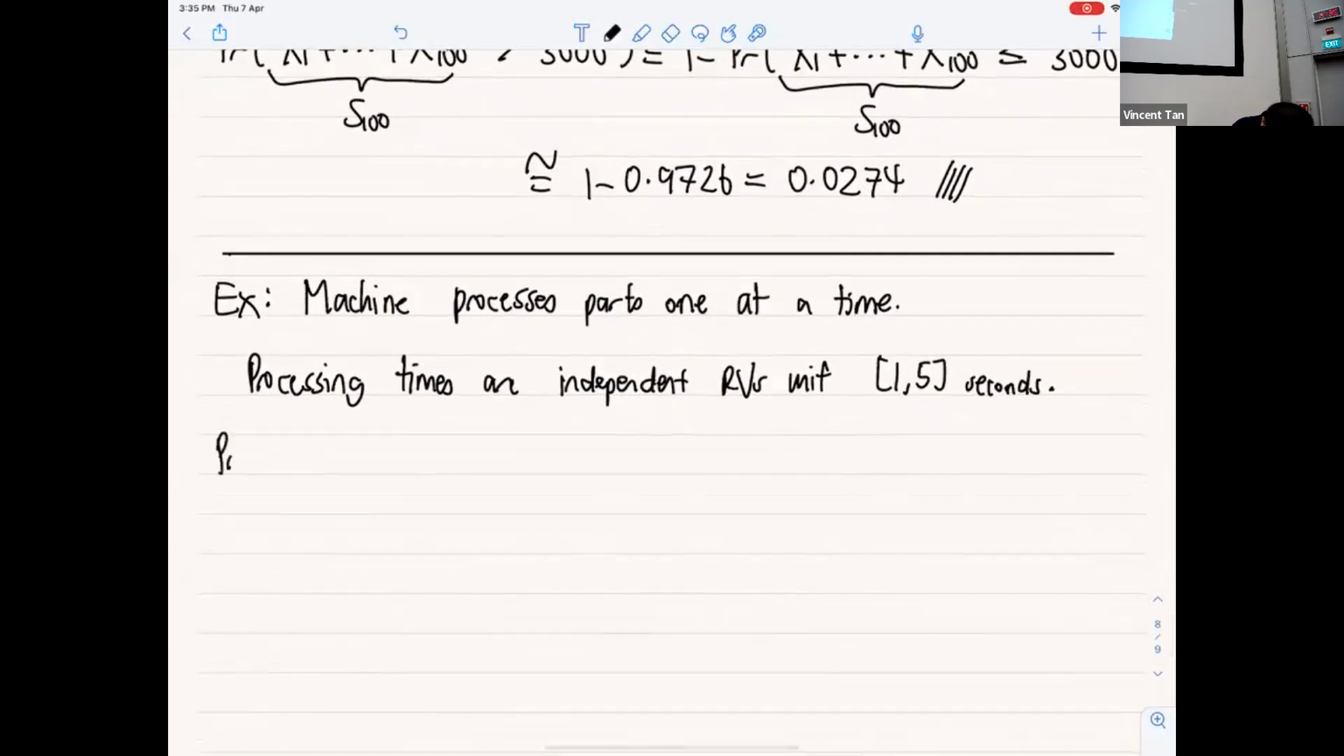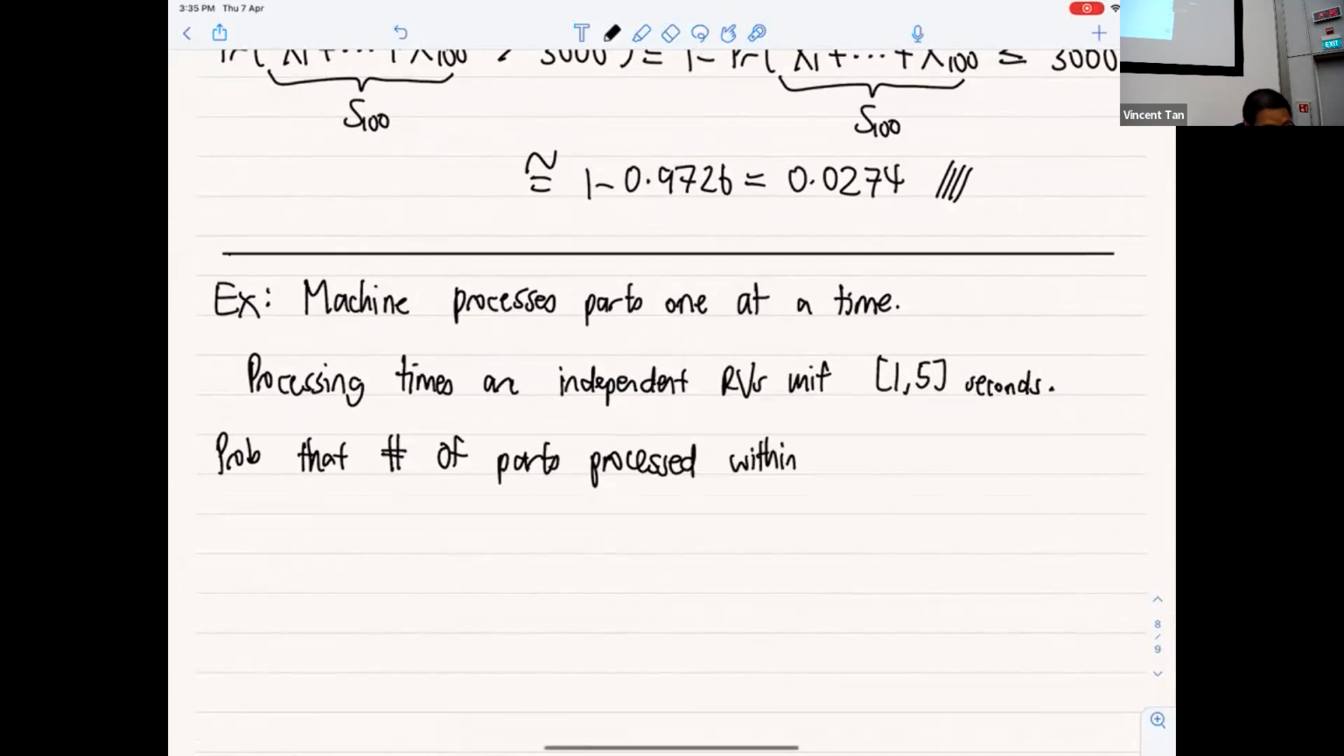And now we are interested in the probability that the number of parts processed within 320 seconds is at least 100. There are a lot of words happening here. We are interested in the probability that the number of parts processed within 320 time units is at least 100.